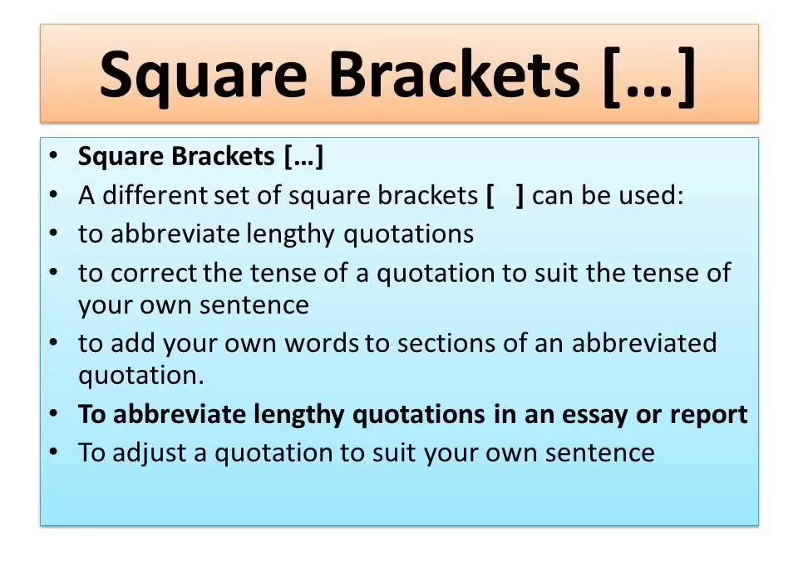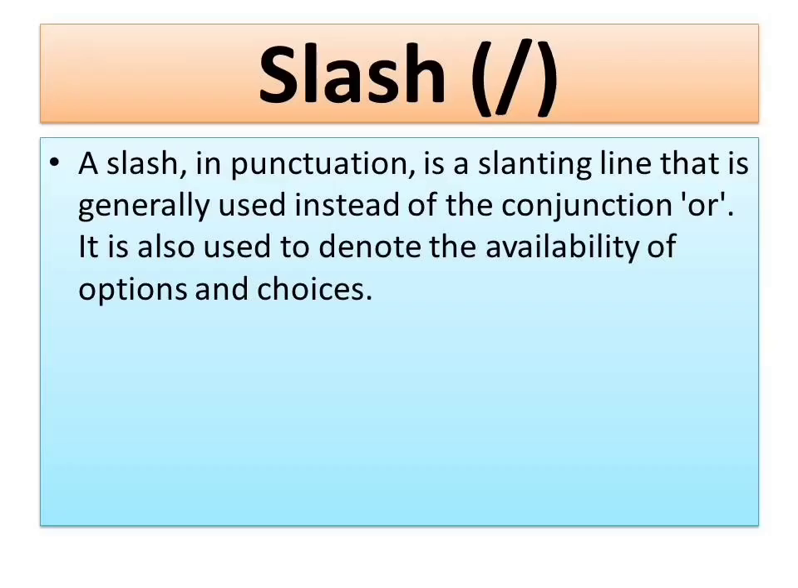The next one is a square bracket. A different set of square brackets can be used to abbreviate lengthy quotations. Simply, when we write quotations in an essay or in a report, we use square brackets. The slash is a slanting line that is generally used instead of the conjunction or.